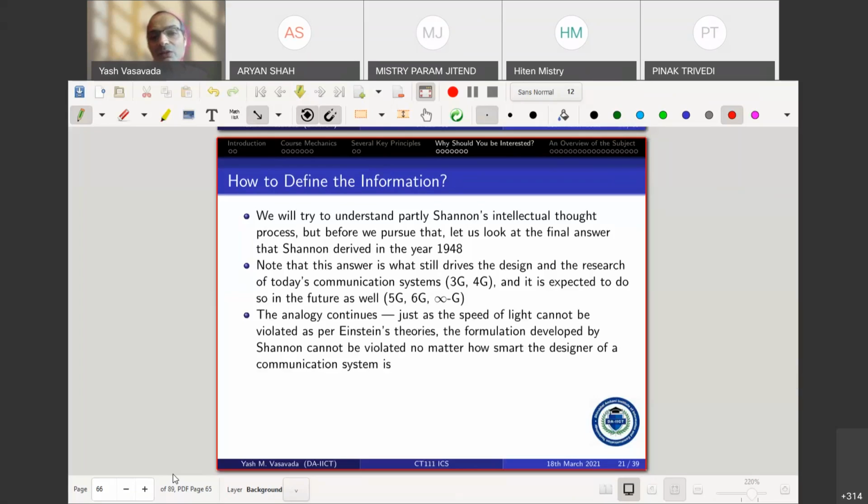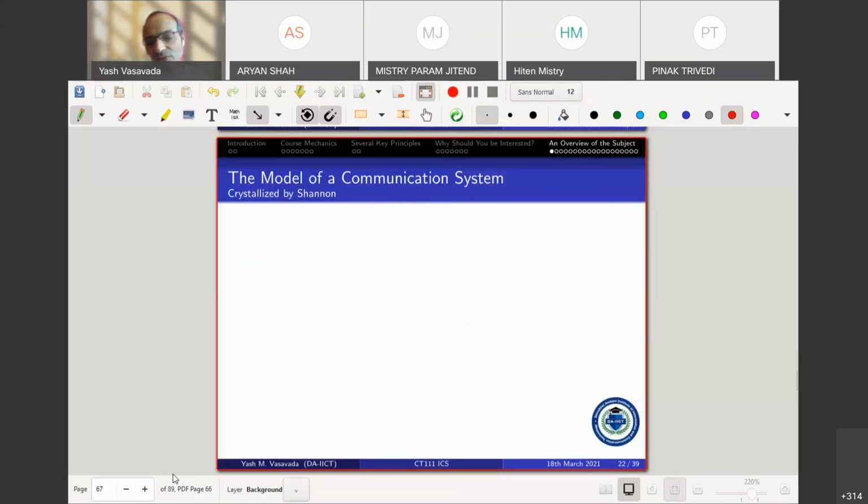And the analogy applies, right? Einstein said that nobody can cross the speed of light. Likewise, what Shannon said is some limit, that no matter how smart or how capable a communication system designer is, he or she will never be able to violate the theoretical formulation that Shannon defined. So we are now going to look at what Shannon has derived as the solution of his theory. And that is what you have already done in your last lab.